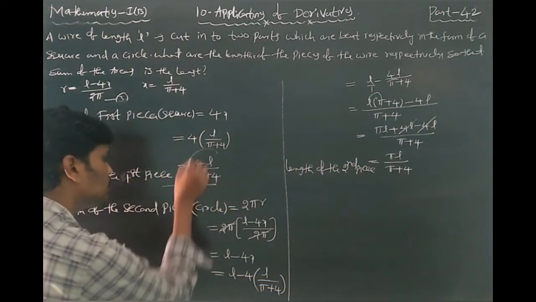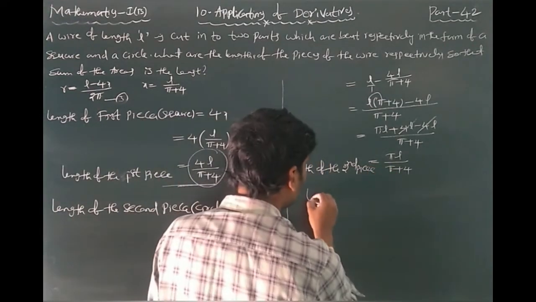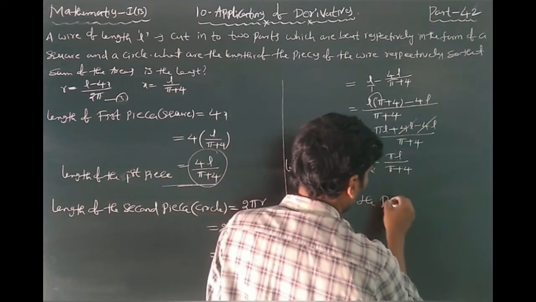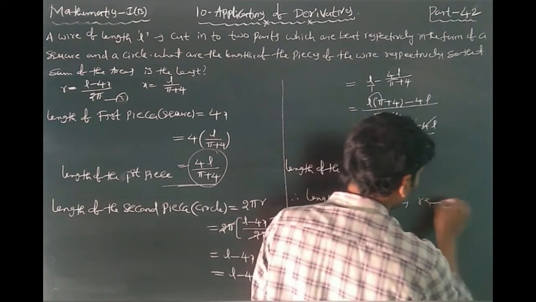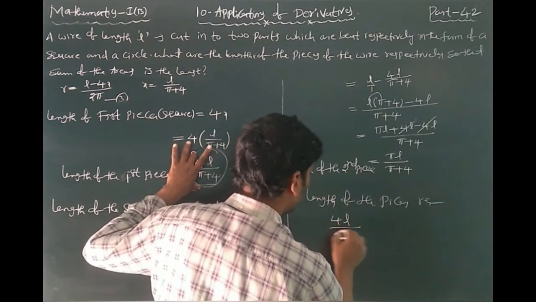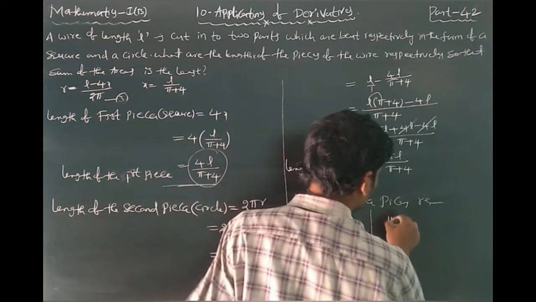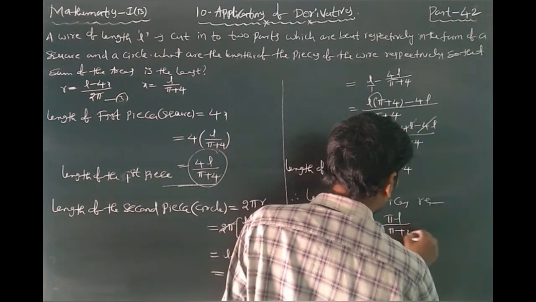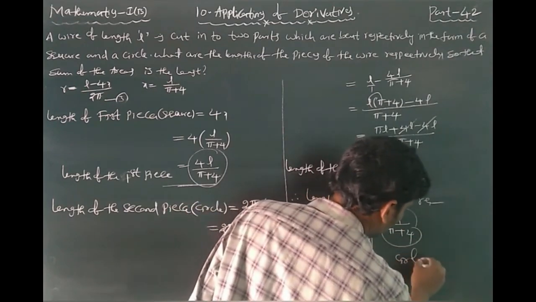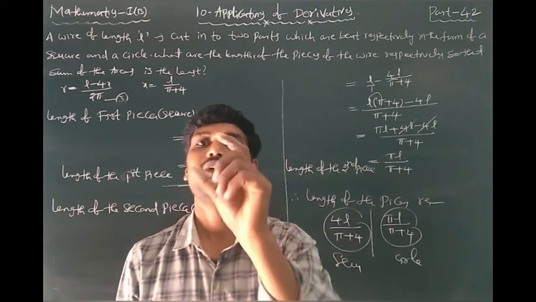Therefore, the lengths of the pieces respectively: the first piece is 4L/(5+4), the second piece is 5L/(5+4). Here this is the square, this is the circle. In this way, you can do this wire problem.